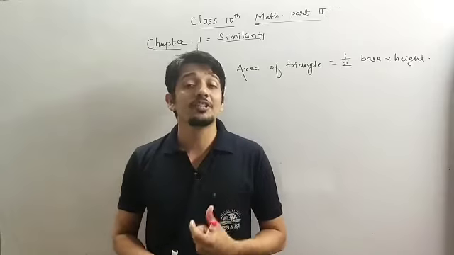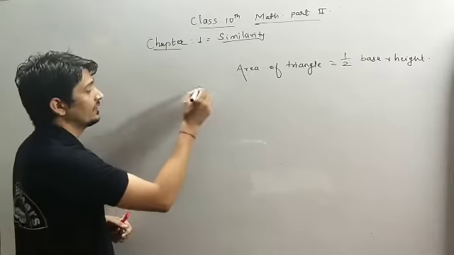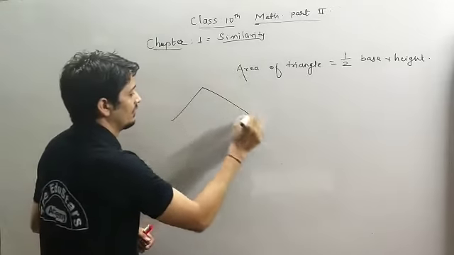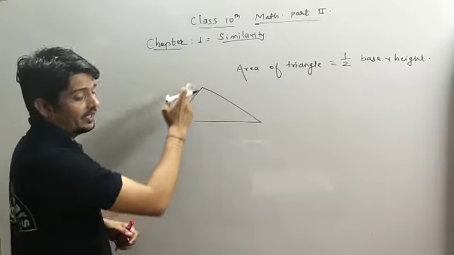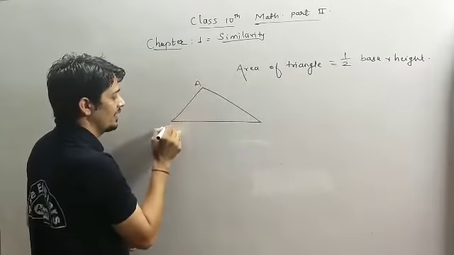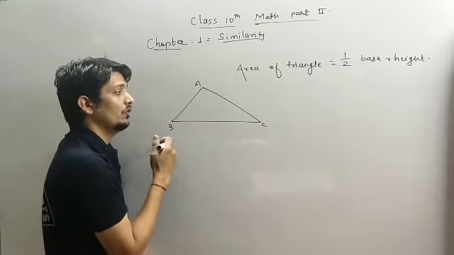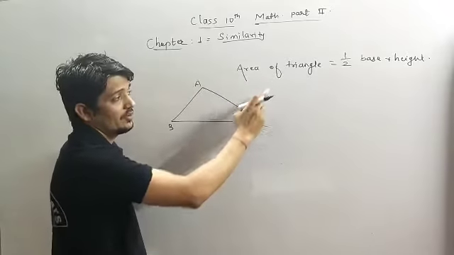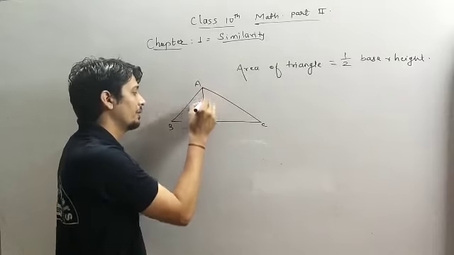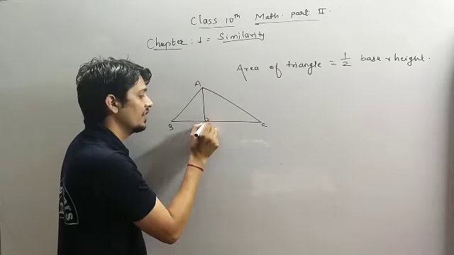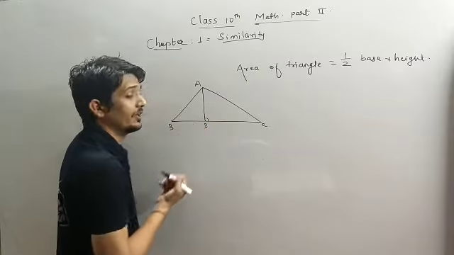Now we will understand the ratio of the area of two triangles. So this is a triangle, let this triangle be called A, B and C. In order to identify the area we have to draw the height here. The height must be perpendicular to the base. So this is the height and we give it the name D.